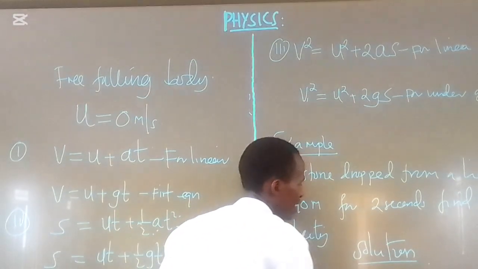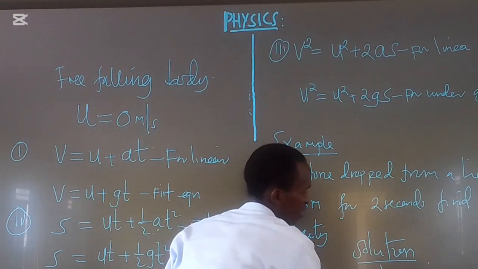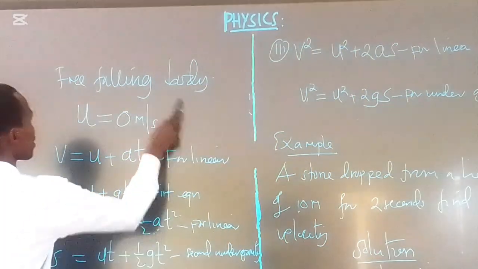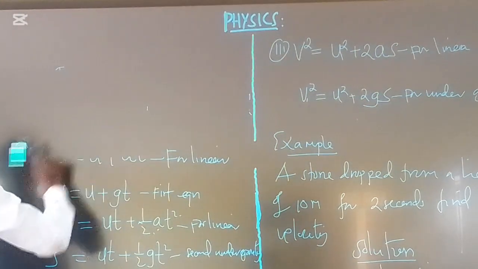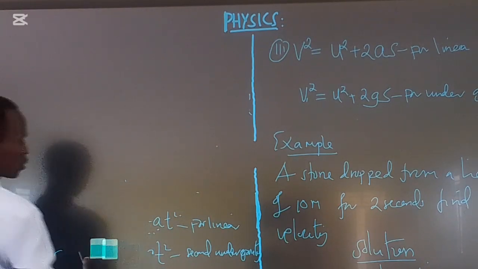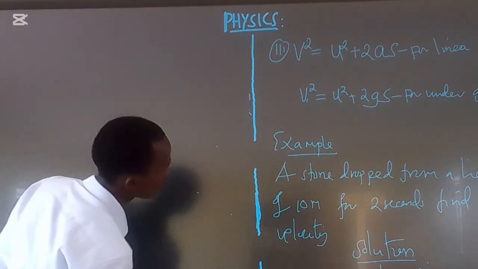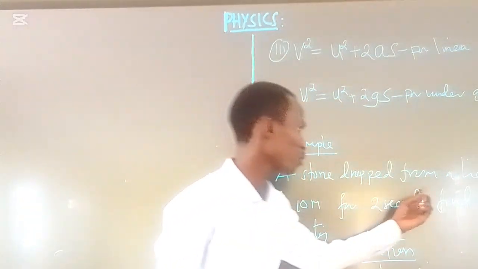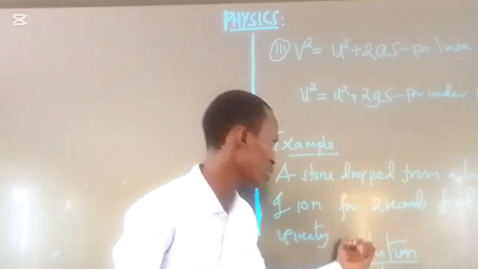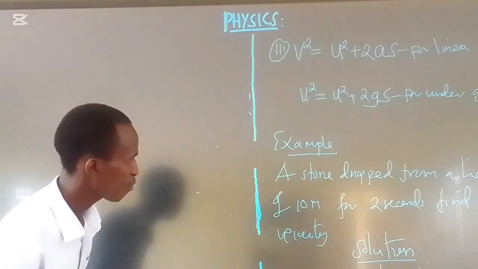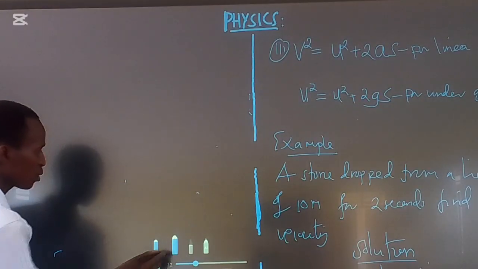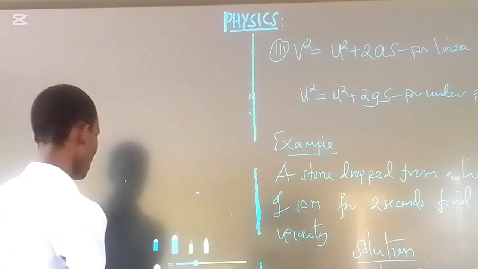We write our given data. A stone dropped from a height of 10 meters takes 2 seconds to reach the ground. Find its final velocity. Which equation involves velocity: the first, the second, or the third?